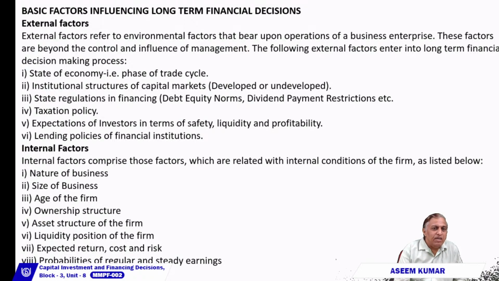State of economy, phase of trade cycle. Institutional structure of capital market, developed or underdeveloped. State regulations in financing: debt-equity norms, dividend payment restrictions, etc. Taxation policy. Expectations of investors in terms of safety, liquidity, and profitability. And the sixth point is lending policies of financial institutions.